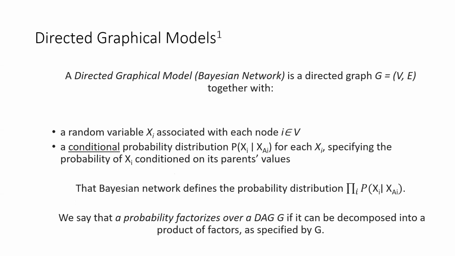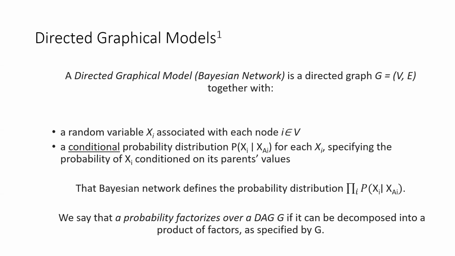Okay. So the directed graphical models are also called Bayesian networks. So if you see a directed graphical model or a Bayesian network, it is exactly the same model. It is a directed graph, where it has nodes and edges, and the edges are directed. Each node represents a random variable.